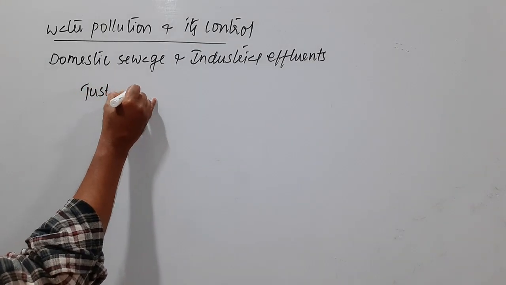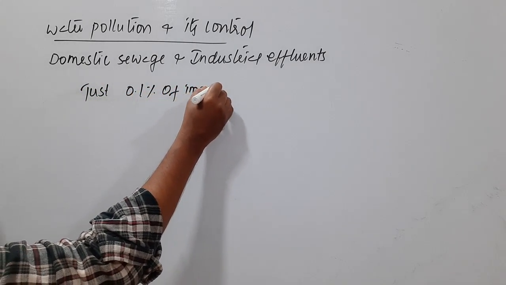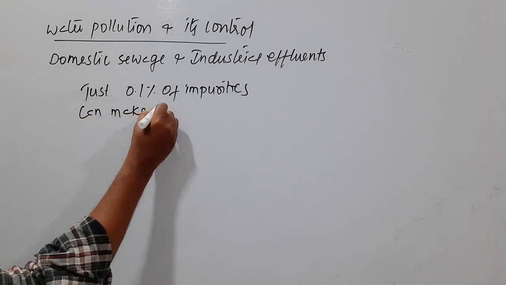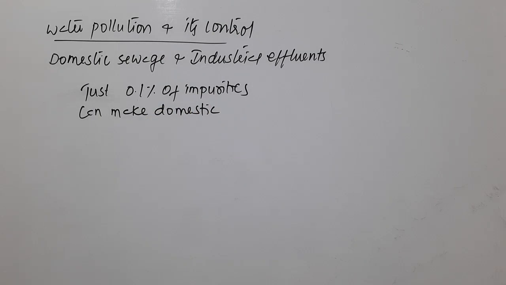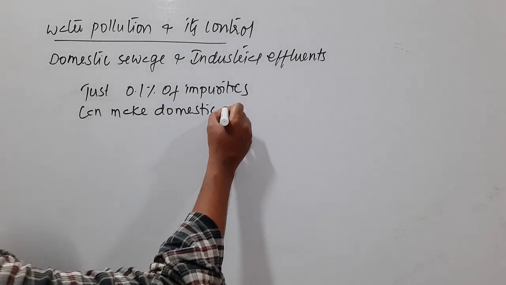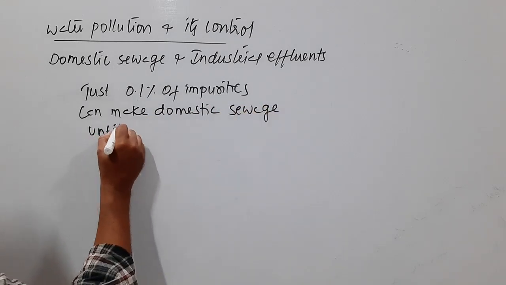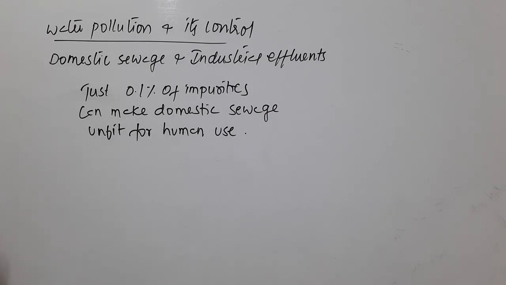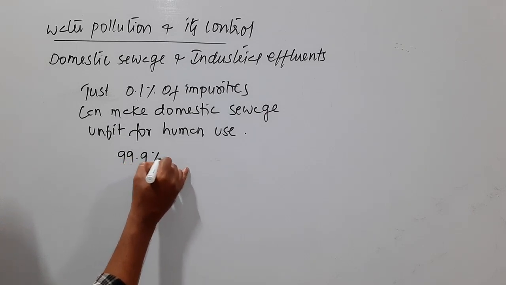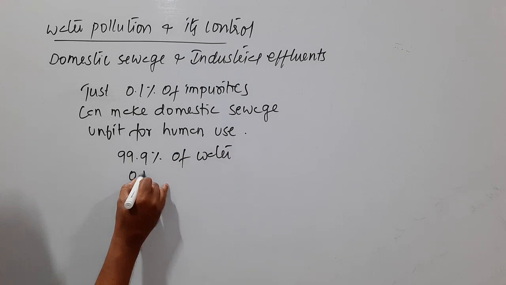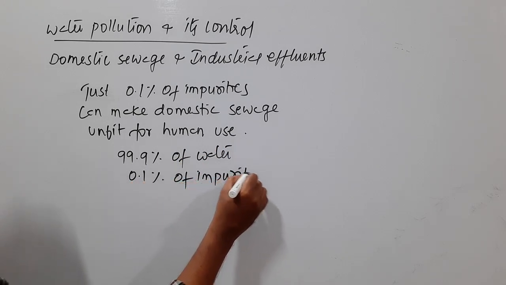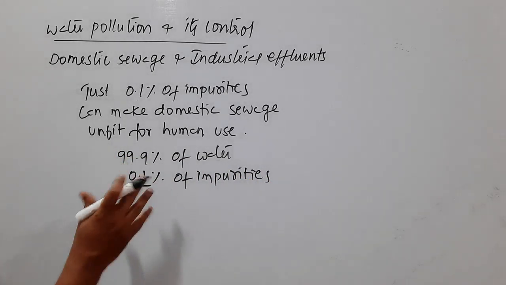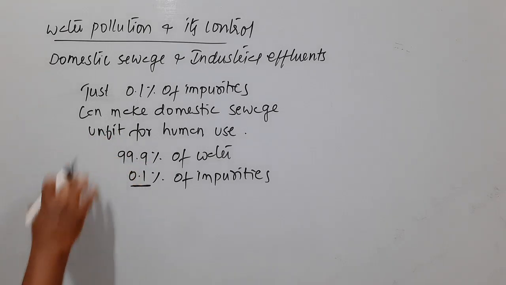Just 0.1% of impurities can make the domestic sewage unfit for human use. So you can say that 99.9% of the water is present, and just 0.1% is impurities. If that is the case, then this water is unfit for human use. Just 0.1% present in the water is enough to make it unfit for human use.